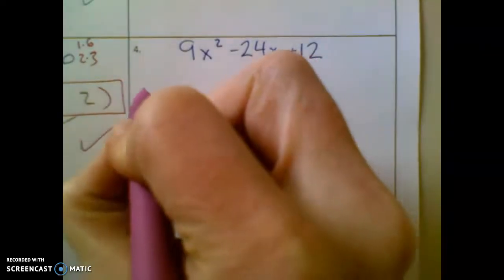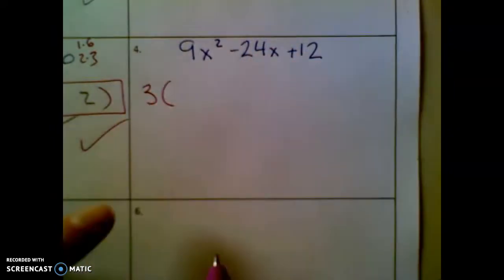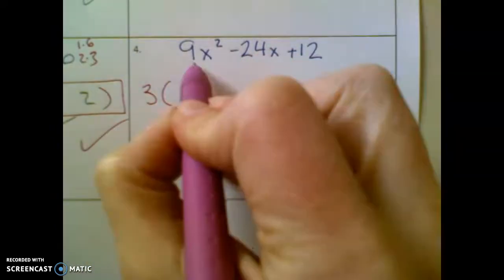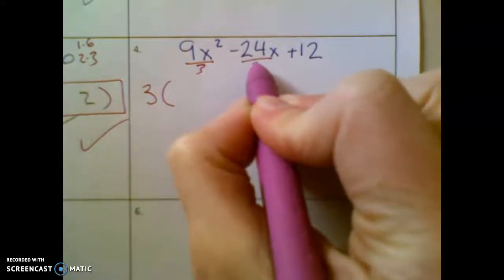So I'm going to go ahead and write parentheses with a 3 on the outside, and I'm going to divide each term again by my GCF.